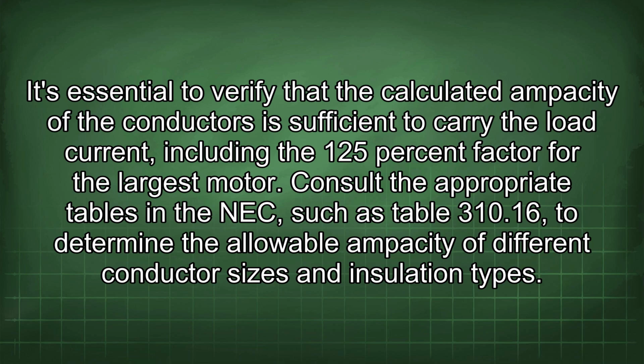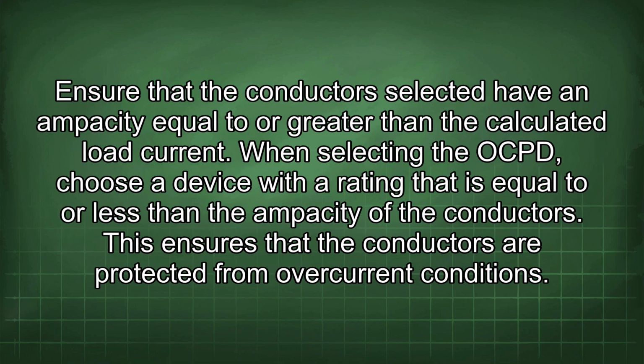Consult the appropriate tables in the NEC, such as Table 310.16, to determine the allowable ampacity of different conductor sizes and insulation types. Ensure that the conductors selected have an ampacity equal to or greater than the calculated load current. When selecting the OCPD, choose a device with a rating that is equal to or less than the ampacity of the conductors. This ensures that the conductors are protected from overcurrent conditions.